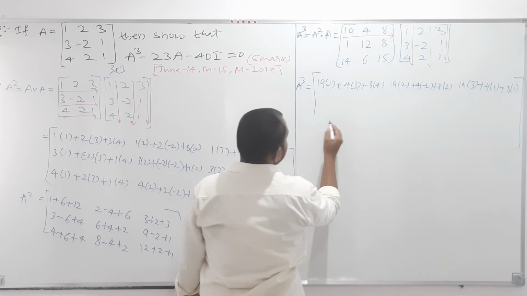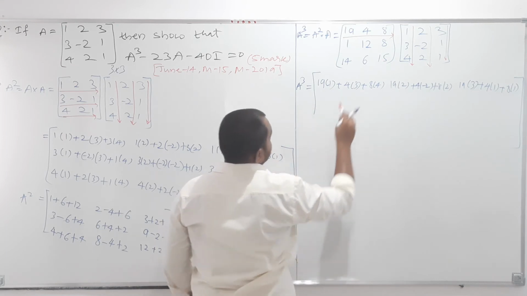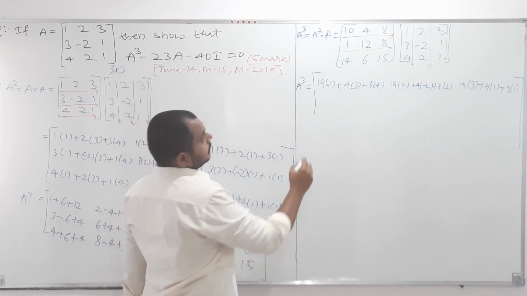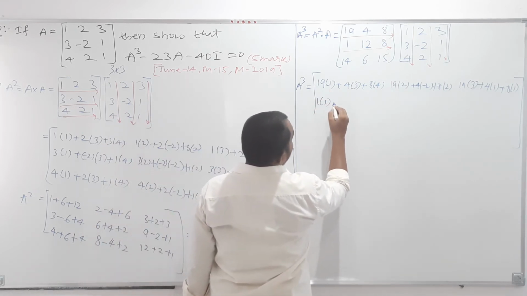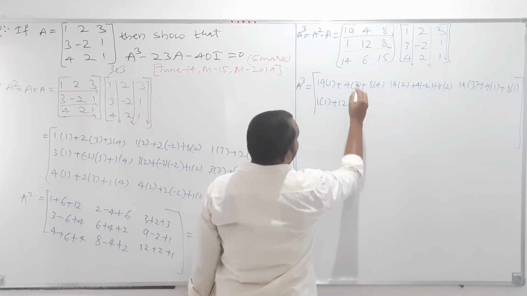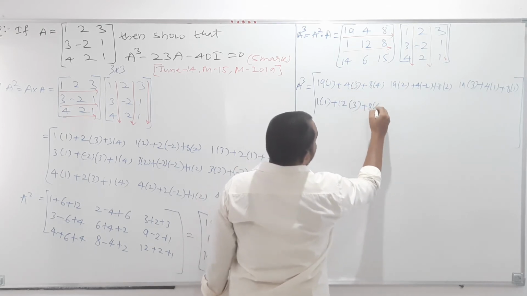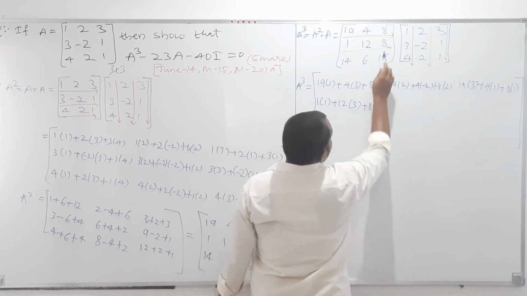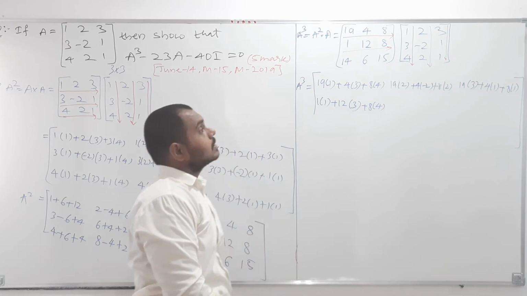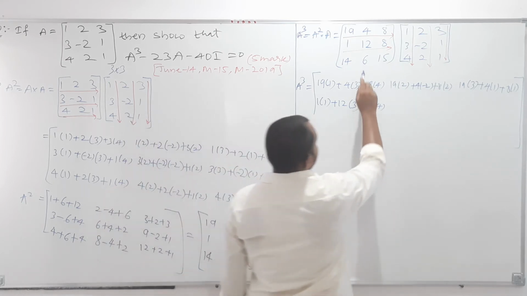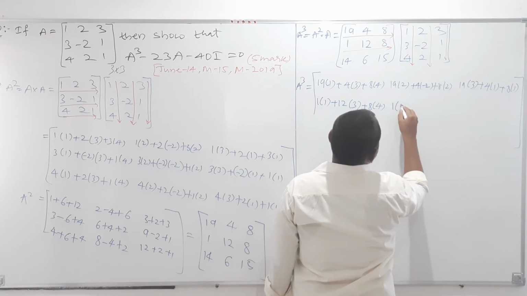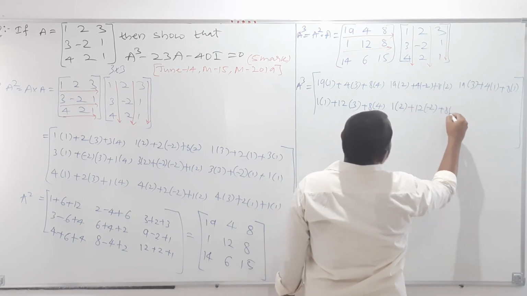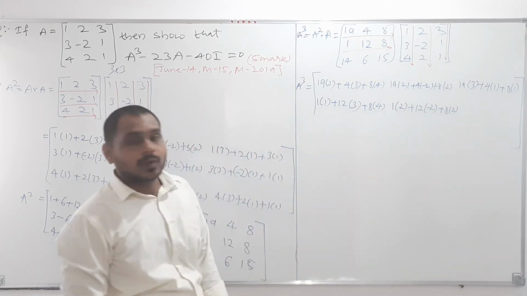Clear? And next here, next my dear friends, second row, first column. So what is second row, first column? 1 into 1 plus 12 into 3 plus 8 into 4. Next, my dear students, second row, second column. That is 1 into 2 plus 12 into minus 2 plus 8 into 2.